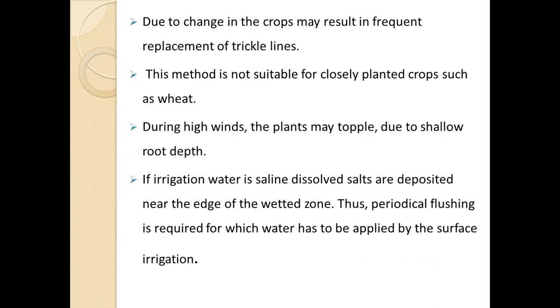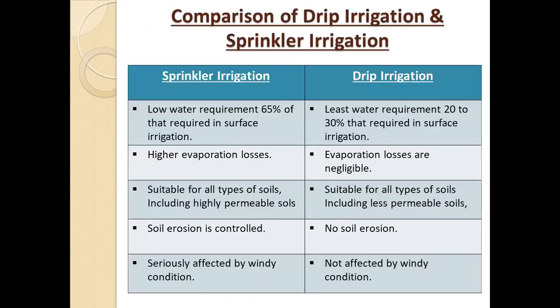Due to a change in the crops, there may be frequent replacement of trickle lines, right? This method is not suitable for closely planted crops such as wheat. During high winds, plants may topple due to shallow root depth. If the irrigation water is saline, dissolved salts are deposited near the edge of the wetted zone. Thus, periodical flushing is required, for which water has to be applied by surface irrigation.